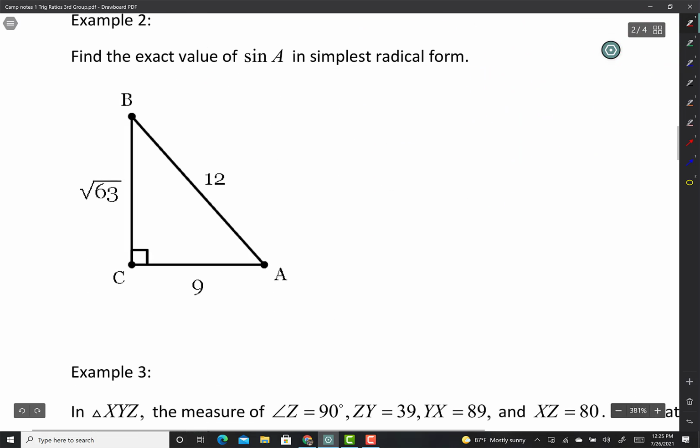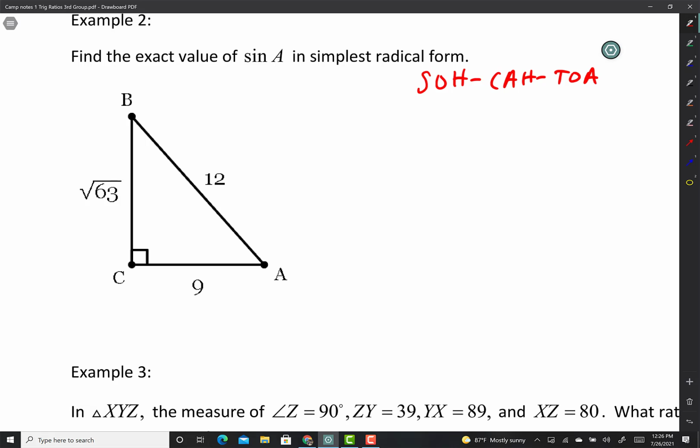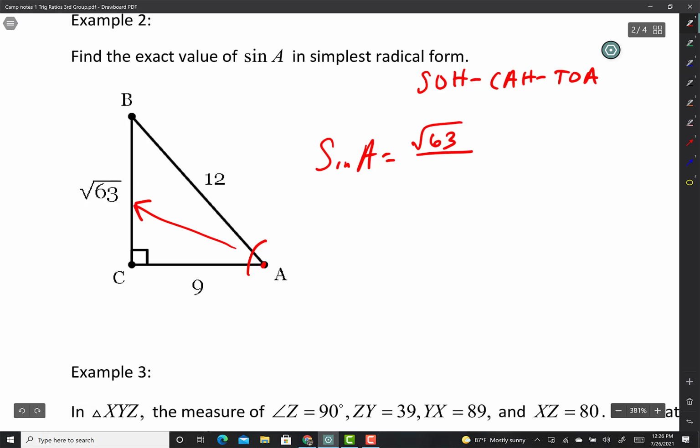Example 2. Let's go to the next page, guys. Once you turn beast, you no longer have to write SOHCAHTOA. I would write SOHCAHTOA everywhere. And then I'm going to go, it says, find sine A. So I look at A, and I'm like, all right, sine A is opposite over hypotenuse. So opposite is square root of 63, and the hypotenuse is 12.